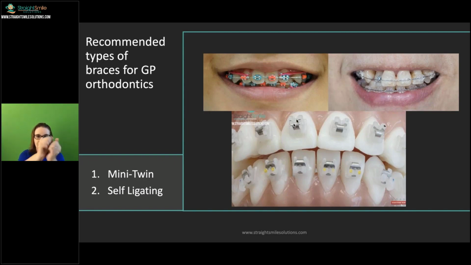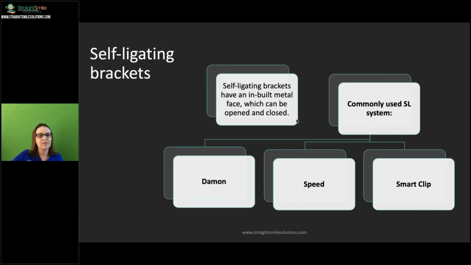So self-ligating is right here. It has a little door that opens and shuts. You have to have something, usually you can use a scaler. Sometimes you have to have a special instrument to open it. The cool thing about self-ligating is that you don't have to change the little rubber O-rings every appointment, because those do degrade over time and they lose their strength, right? So you save a little time.